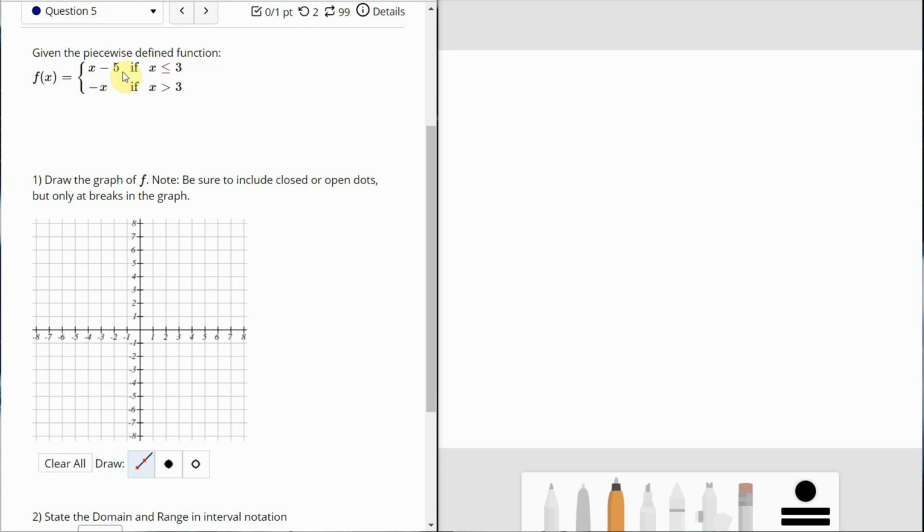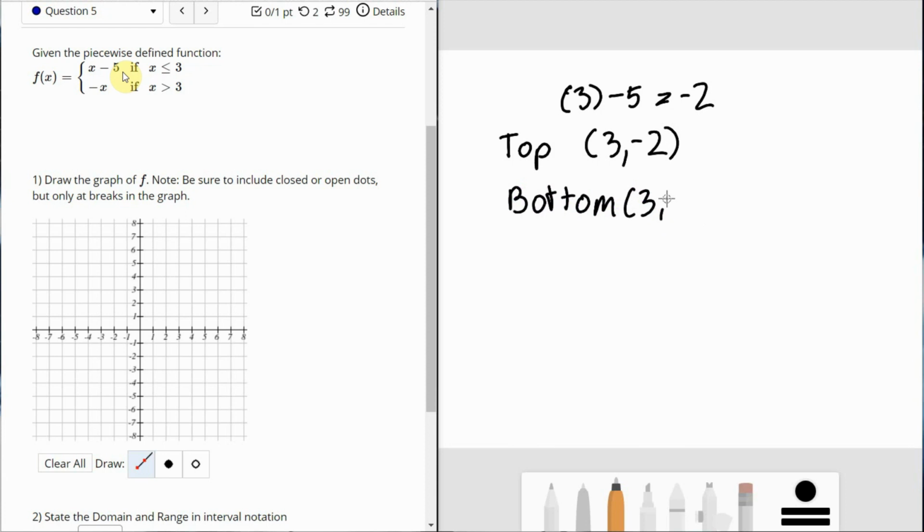For the top expression, I'll set it up as 3 minus 5, which will give me negative 2. So the top expression ends at the coordinates (3, -2). The bottom expression is just set up as negative 3. So it starts at the coordinates (3, -3). Now I can place 2 dots on the graph.